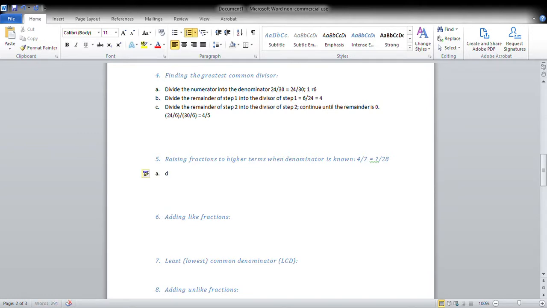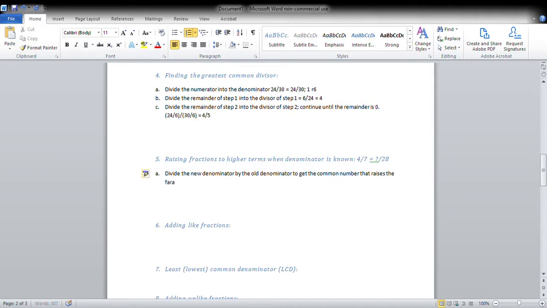First step, divide the new denominator by the old denominator to get the common number that raises the fraction to higher terms.